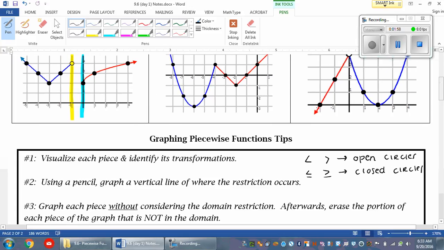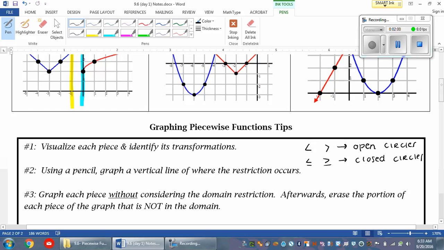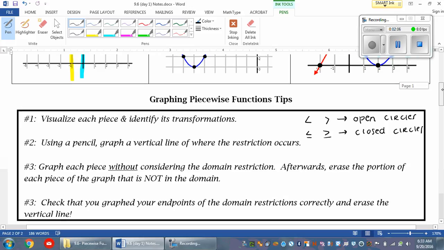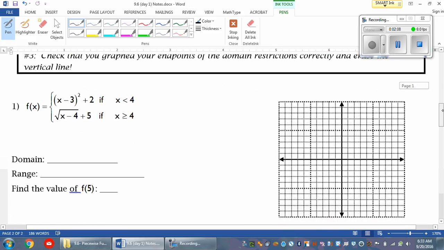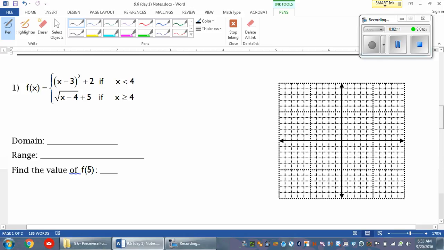What you're going to need to do is first off, you must use a pencil. We're definitely going to be erasing. Okay? We'll go through these checkpoints as we go through the first example. The first thing I like to do is visualize what two functions I'm graphing. The first function is a square, so it's going to be a quadratic, a U-shaped graph heading up. And since it's less than, I know it's going to be open. Here, I have an eyebrow graph, a square root going up, and if it's greater than or equal to, it's going to be closed.